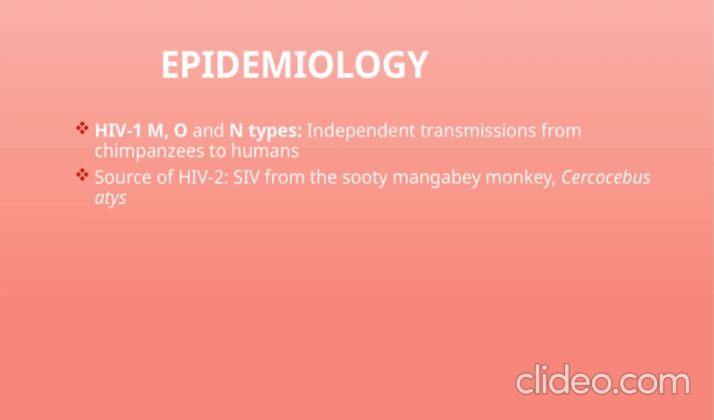Understanding these origins helps us grasp how zoonotic transmissions have played a crucial role in the emergence of HIV. It connects to the broader theme of how viruses can jump species barriers and lead to widespread epidemics. Recognizing these zoonotic pathways is essential in our efforts to prevent future outbreaks.